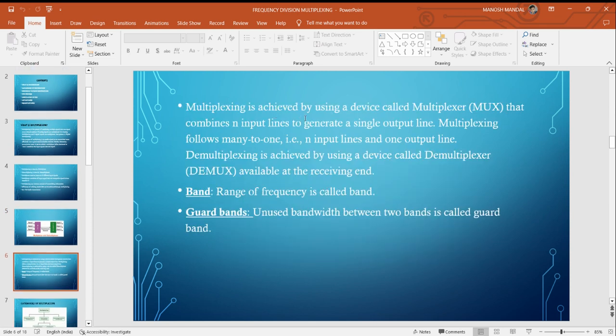Multiplexing is achieved using a multiplexer that combines input lines to generate a single output line. Multiplexing follows many to one: n input lines and one output line. Demultiplexing is achieved by a device called a demultiplexer available at the receiving end. A range of frequency is called a band. Unused bandwidth between two bands is called a guard band.